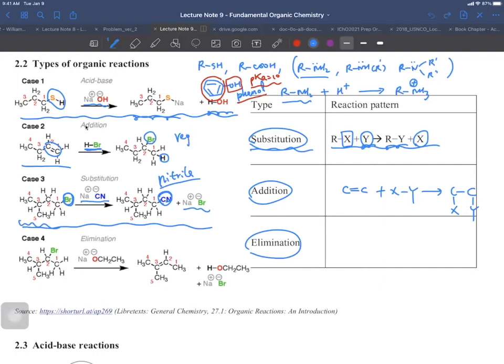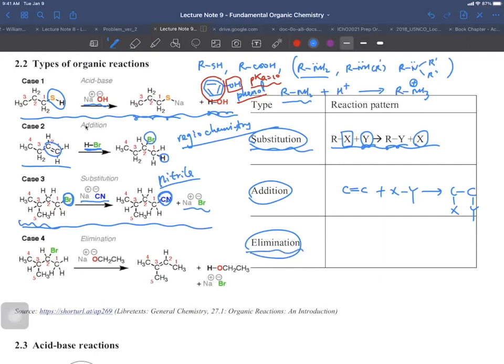How to spell regio? I hope my spelling is correct. There's some regiochemistry. Basically, it's which side adds the H and which side adds the Br. This is something we are going to discuss later.